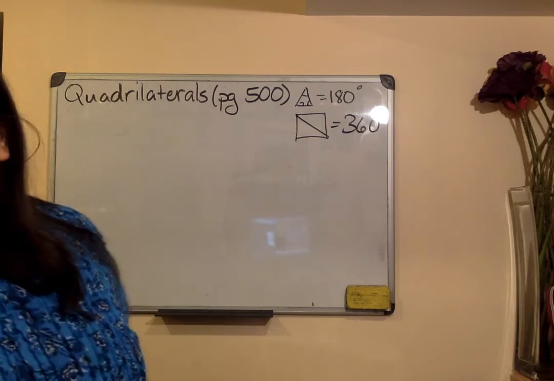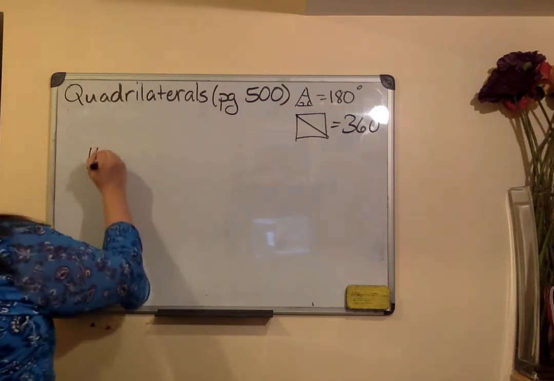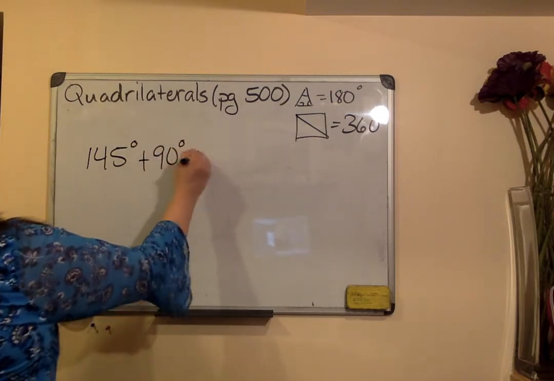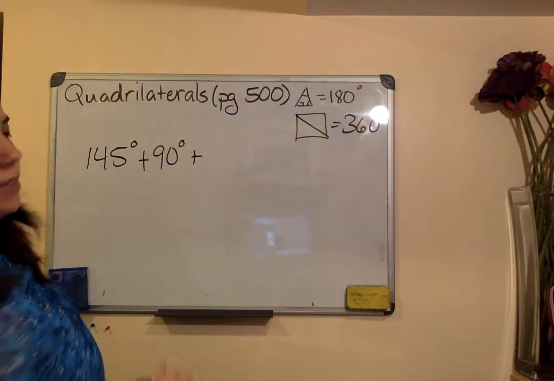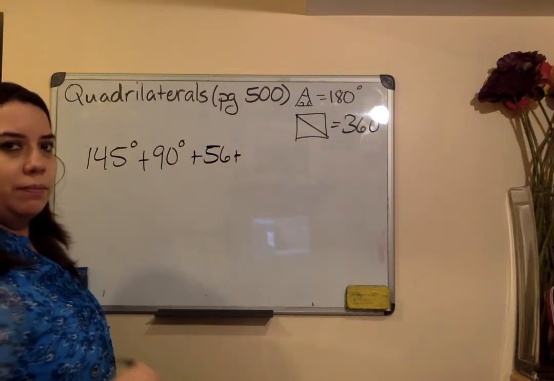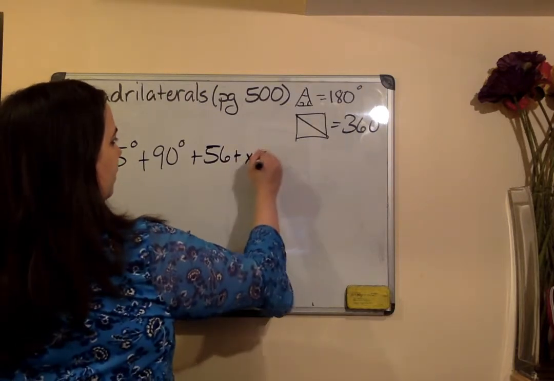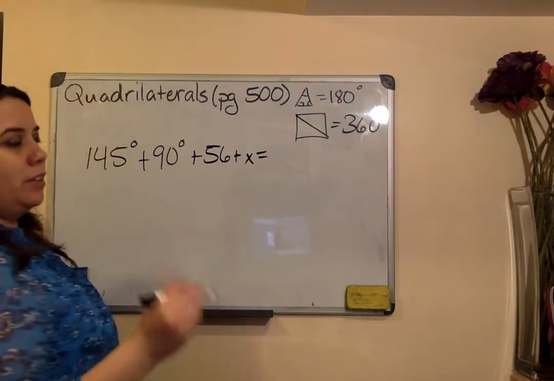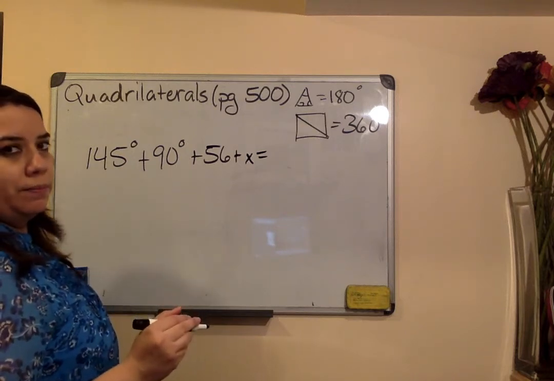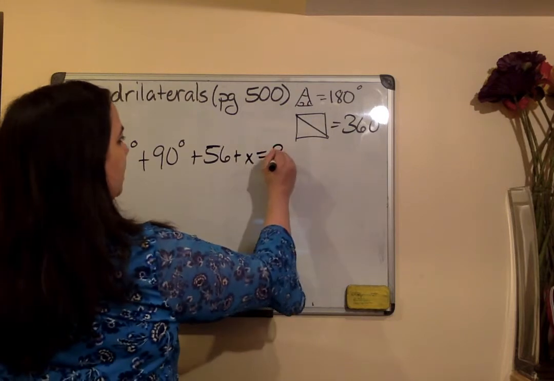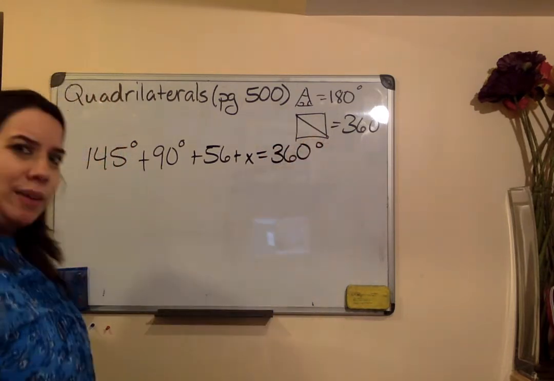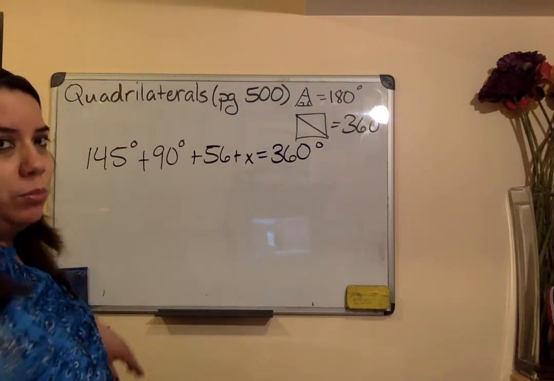So they gave us a quadrilateral whose angles equal 145 degrees, 90 degrees, and 56 degrees. We don't know the last angle, so what do we put? A variable. Very good. And again, what is the internal measurement of all the angles in a quadrilateral? 360. So, just like what we did in the warm-up, you're going to do it right now. Only now it's going to be one angle more.